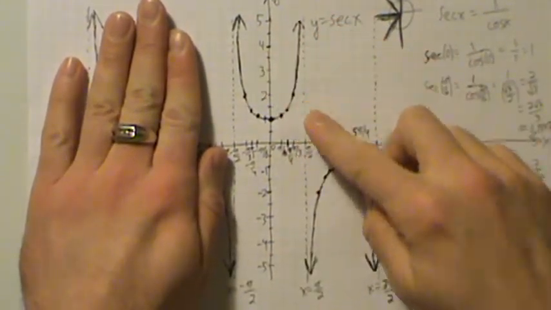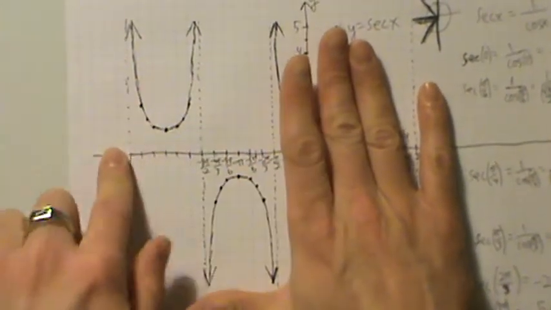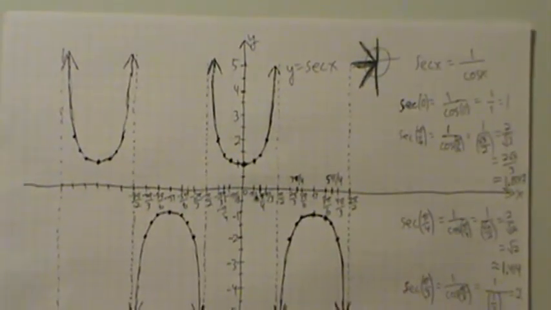Top piece, asymptote, bottom piece, asymptote, asymptote. And then here's another complete cycle. Three asymptotes and then a piece up here, a piece down here. So two complete cycles right there, and that's what's going on with the secant graph.